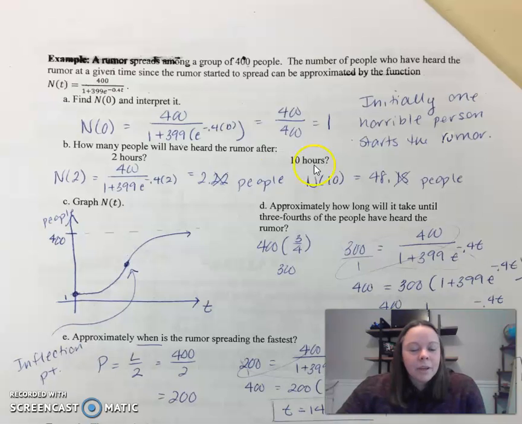Okay, now here's a rough sketch. So notice I'm having it start at 1, the value of 1, and then I'm going to level off at 400. 400 is your carrying capacity. That's the limit of people who are going to find out.